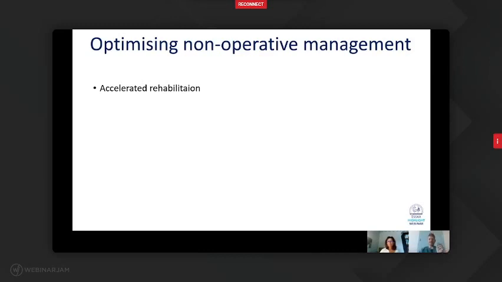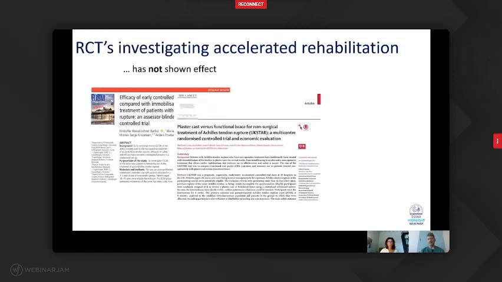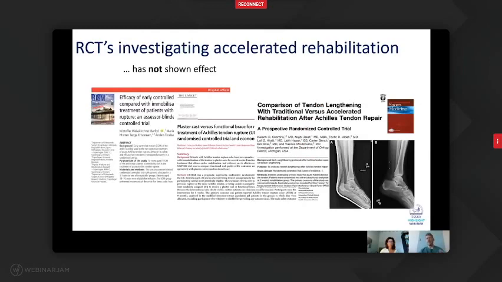When discussing how to optimize operative or non-operative management, when you come around the world, you will hear that accelerated rehabilitation is considered the key. I believe that is wrong. I think the most important thing is to get an early intervention. You have to put the foot in Achilles before the hematoma forms. You have to have a correct immobilization, a structured setup around the patient, and you have to select the right patients for non-operative treatment. Three large studies have investigated the matter, and they have all shown that it does not work with accelerated rehabilitation.